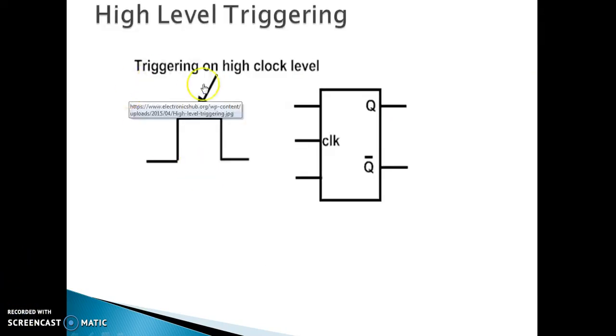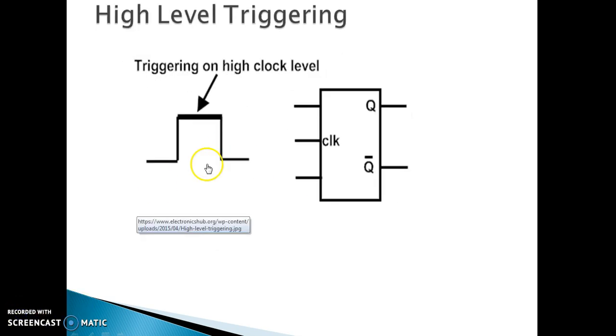Now, what do we mean by high level triggering? In high level triggering, the output of the flip-flop changes only when its enable input is at high state, that is logic high or logic 1. The symbolic representation of high level triggering is as shown in this figure. So simply, the circuit will respond as soon as the high level of the clock signal is detected. Such type of triggering is called high level triggering.